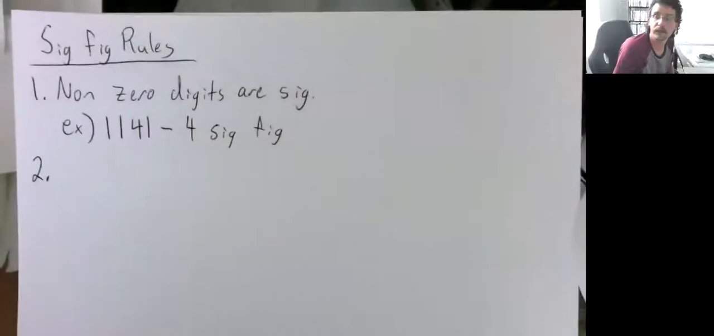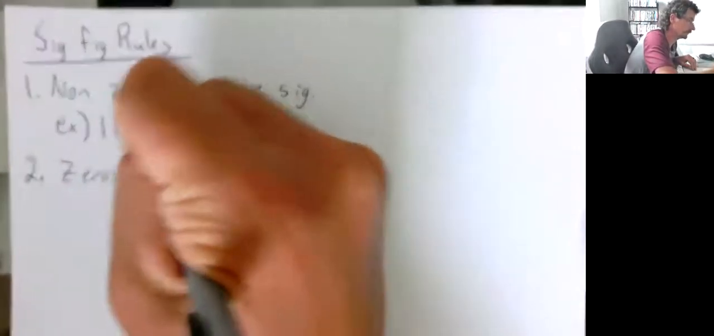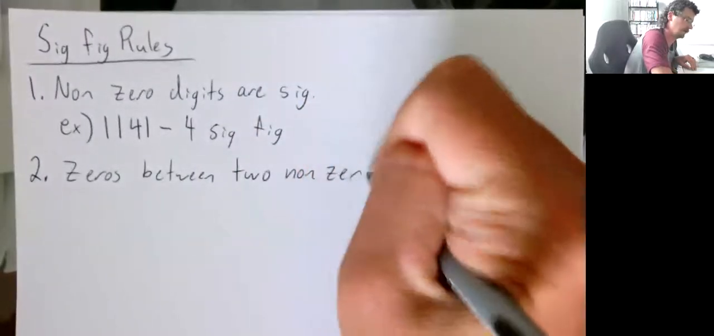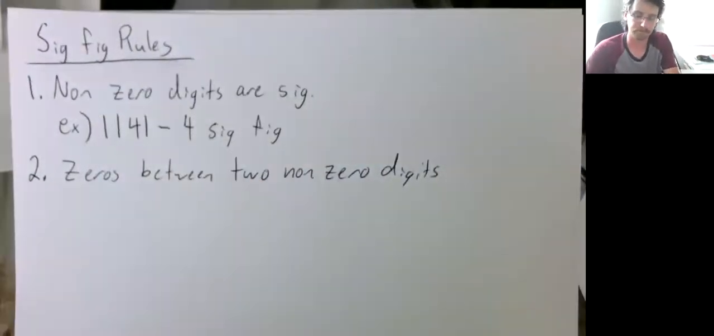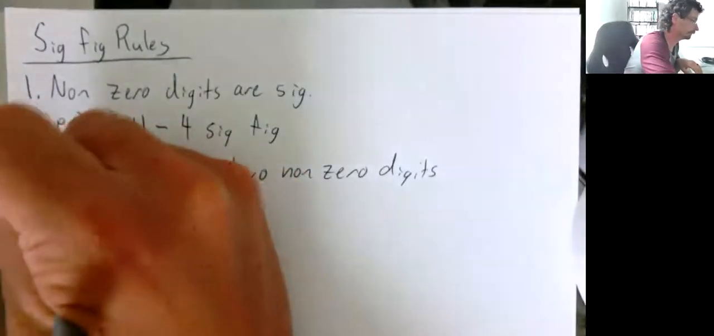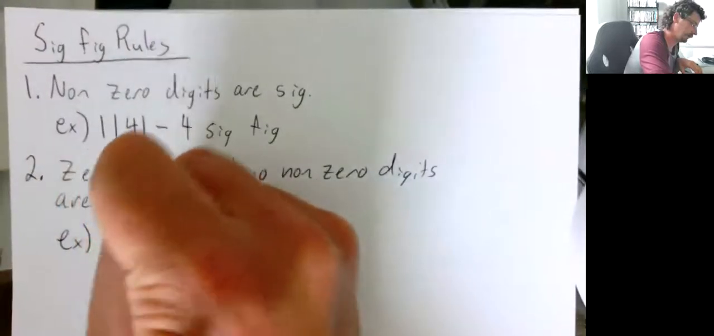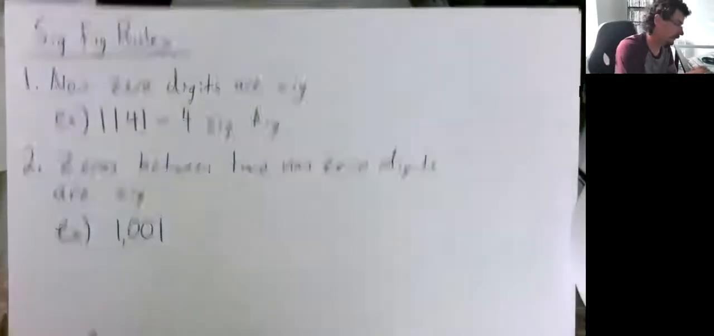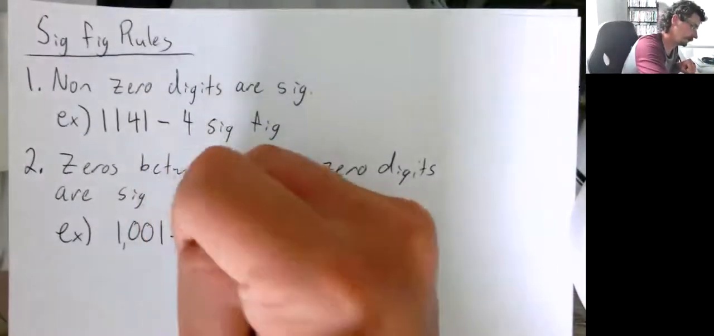Second rule, any zeros between 2 non-zero numbers are considered significant. So zeros between 2 non-zeros are significant. So for example, if I have the number 1001, there are 4 significant digits in here. These zeros are significant because they're wedged between 2 non-zero digits. So 4 sig figs.